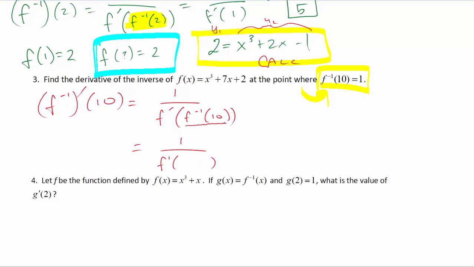This inside piece tells us, right up here, that f inverse of 10 is going to be 1. Now I have to find f prime of 1. So really quickly on this side, f prime of x equals 3x squared plus 7. So f prime of 1 equals 10. So the answer is 1/10.